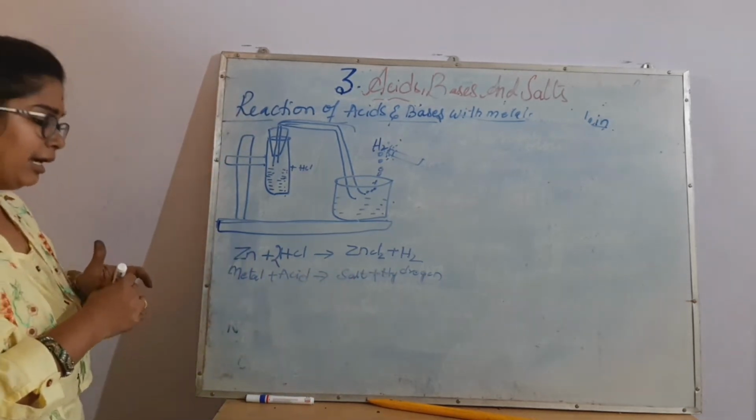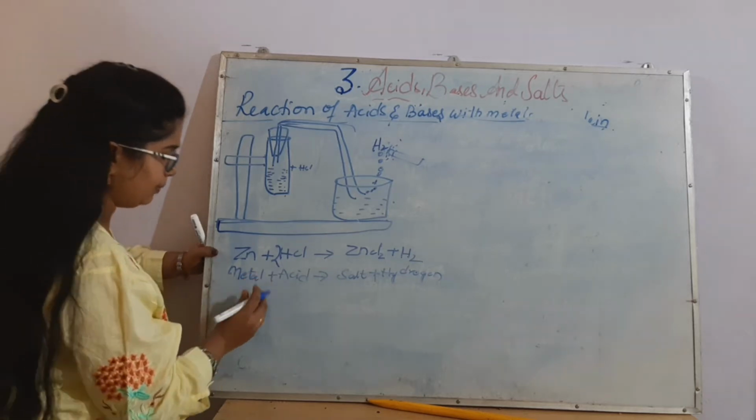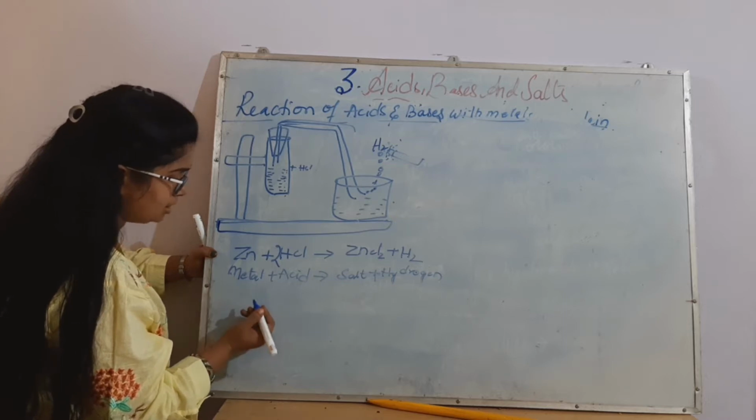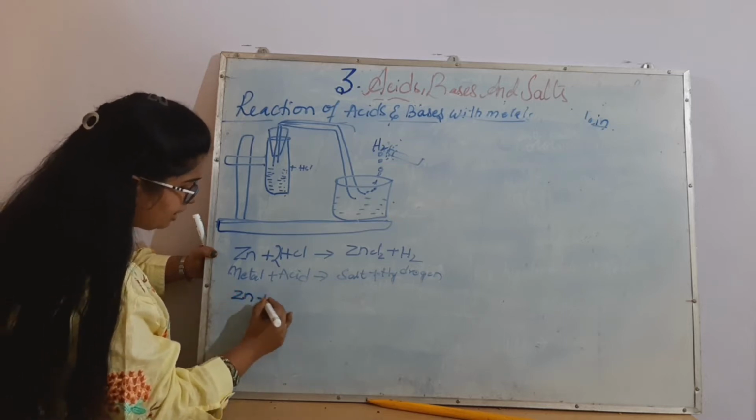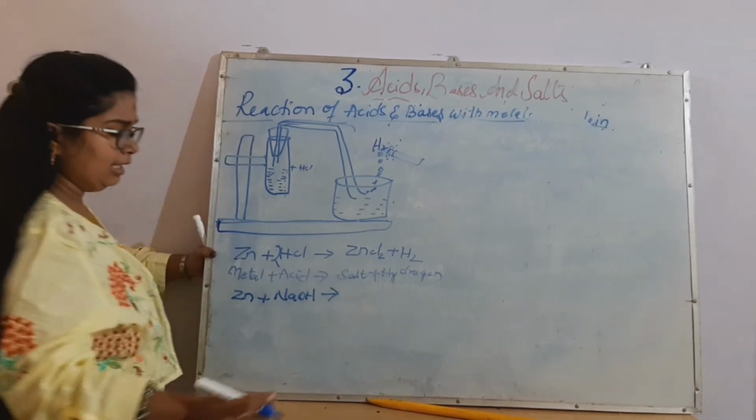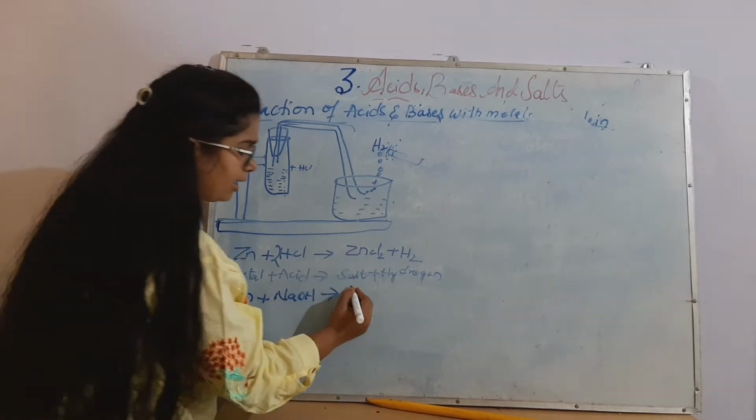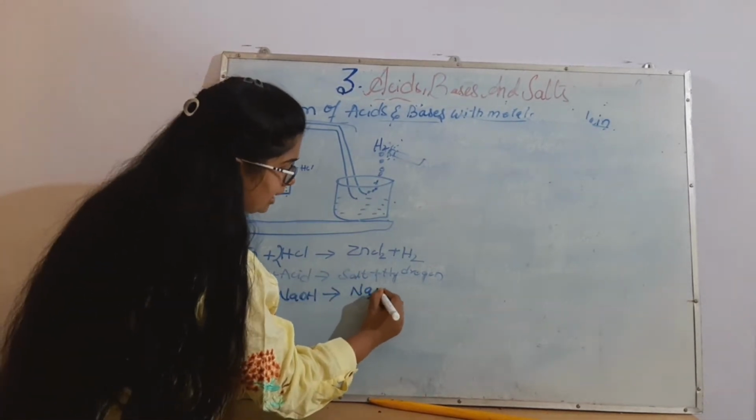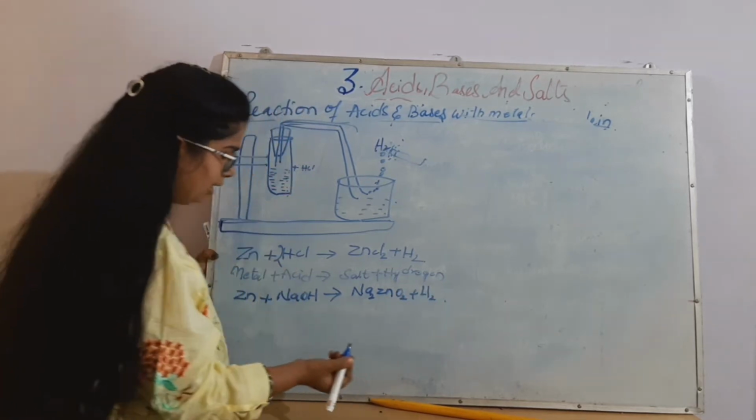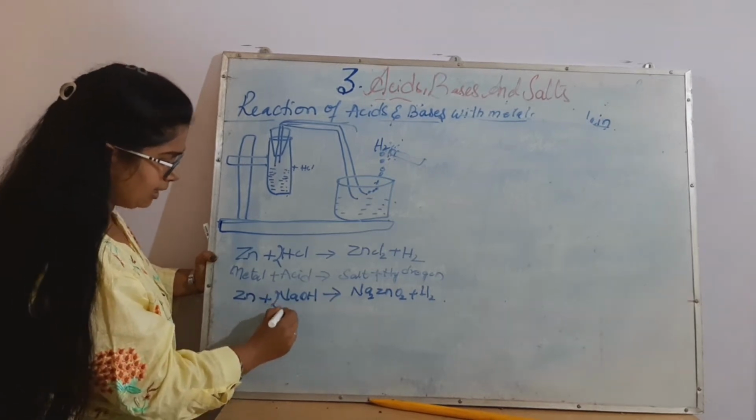And next, when metal is reacting with a base, for example, the same metal with NaOH, then what happens? Salt is formed the same, and H2 gas will come out.